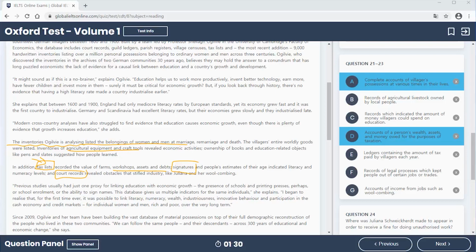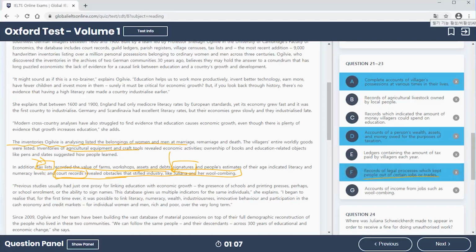And because that makes me think of Juliana, which kept people out of jobs or trades. She wasn't allowed to do jobs that belonged to men. Court records revealed obstacles that stifled injuries like Juliana and her wall combing. Okay? So this is where we remember that story from the start where Juliana wasn't allowed to do wall combing because she was a lady. And so we think it's probably going to be F.